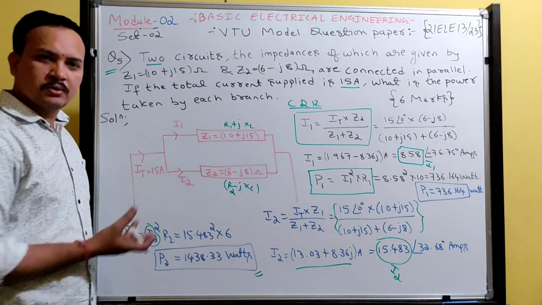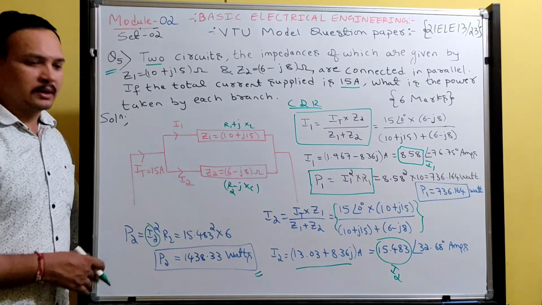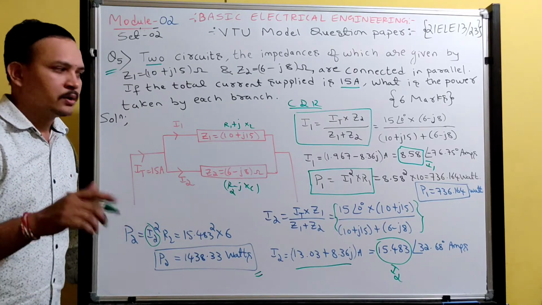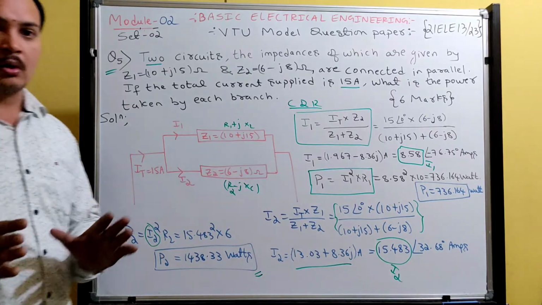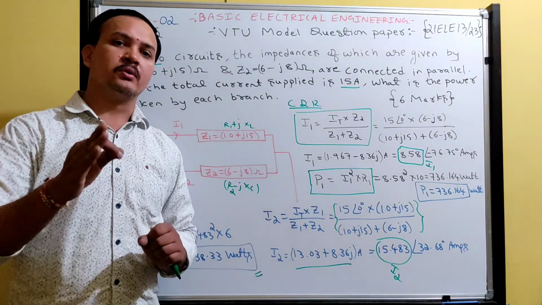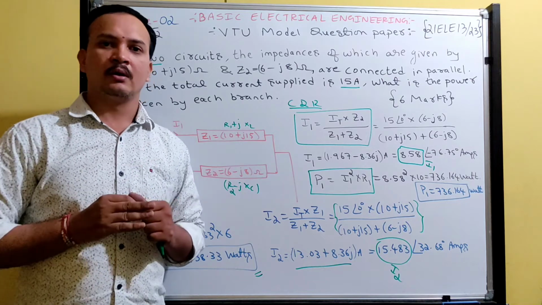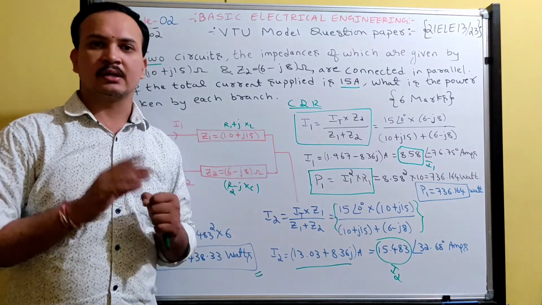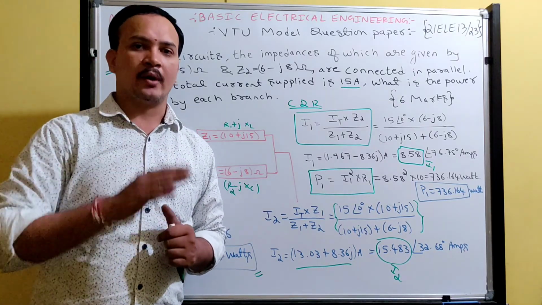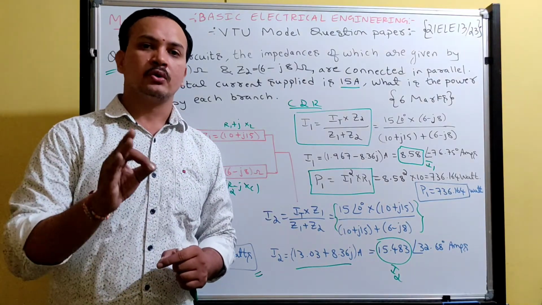You know how to apply the current division rule. For the rest, take the calculator, enter the values, and write the solution. Whatever answer is displayed in the calculator, you can write it down. Key point: if you want to score marks, for numericals from module 2 you must first learn how to use the calculator and then how to find impedance for a given circuit. Series RL circuit, series RC, series RLC, and combinations of them, how to write the impedance, that is important. And then how to convert rectangular to polar, that you must also know.